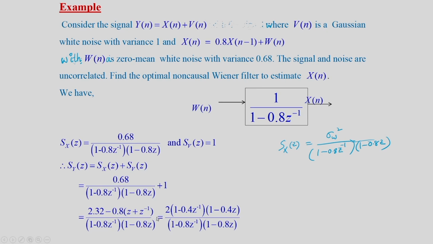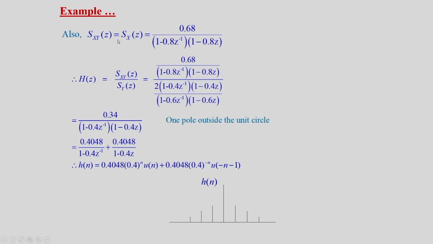Now, the numerator part also we can factorize. We can take 2 common and then we can factorize like this: 2 into 1 minus 0.4 Z inverse into 1 minus 0.4 Z divided by 1 minus 0.8 Z inverse into 1 minus 0.8 Z. So, this is the power spectral density of the output. Now, Sxy of Z, as we have shown, is equal to Sx of Z and therefore it will be equal to 0.68 divided by 1 minus 0.8 Z inverse into 1 minus 0.8 Z. Therefore, H of Z, the transfer function of the corresponding filter, is given by Sxy of Z divided by Sy of Z, and we substitute the values of Sxy and Sy, we will get this expression.